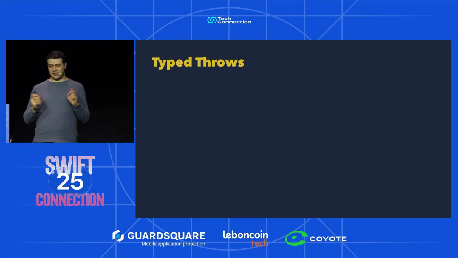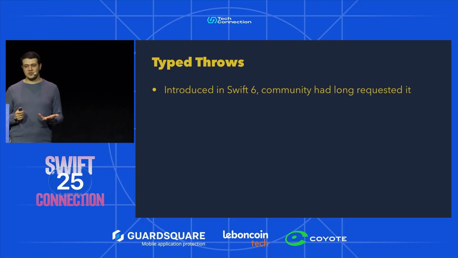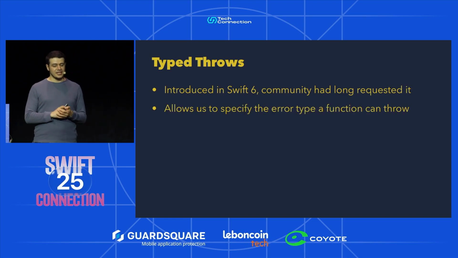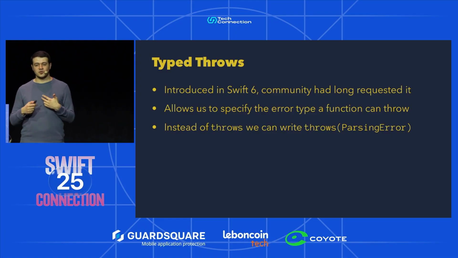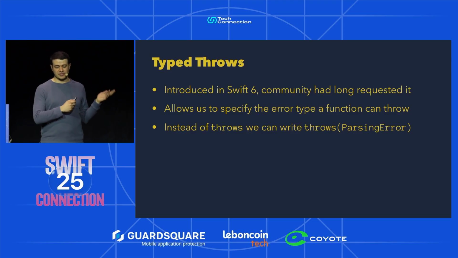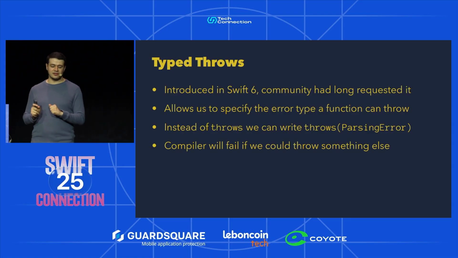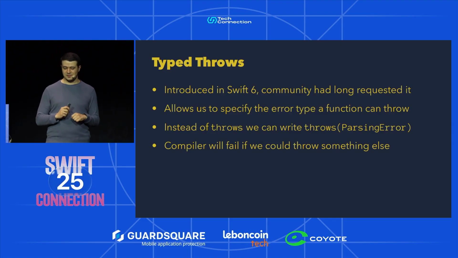The next thing I want to talk about is typed throws, like I said. They were introduced in Swift 6, and the community had been asking for it for a long time. It allows us to specify the error type in a function and say exactly what we want to throw. It looks like this. Instead of throws, we can just write throws(ParsingError), and then we know what it can throw. And the compiler will actually fail if we throw something else. So it will actually help us, and that's what Swift should be about.